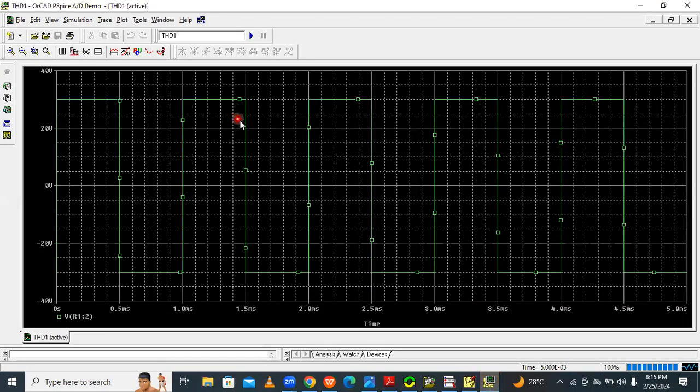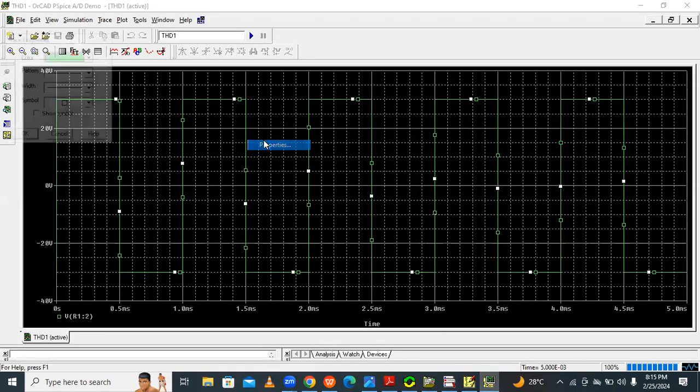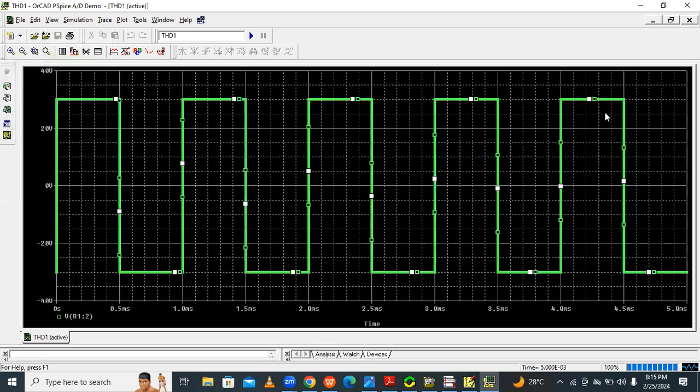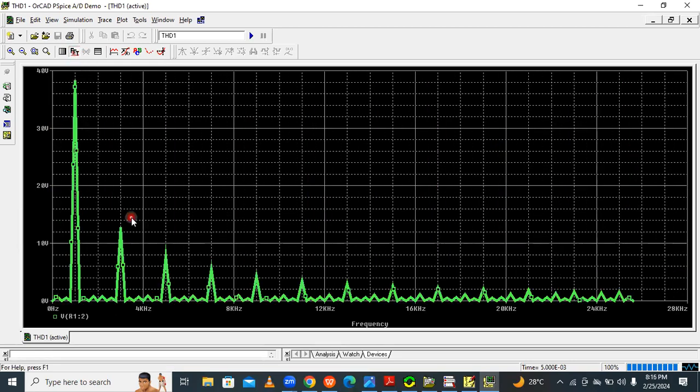Rectangular pulse will be generated in this way. This is called our rectangular pulse waveform. For this rectangular waveform, here are icons: zoom in, zoom out, and zoom to fit, and this icon is called FFT, fast Fourier transform. Press this icon, and the power spectrum, harmonic spectrum, will be displayed.